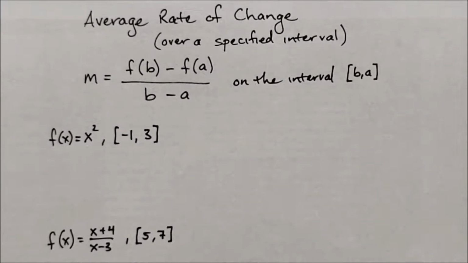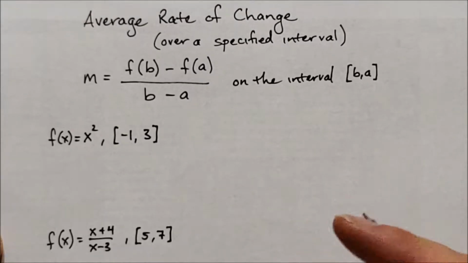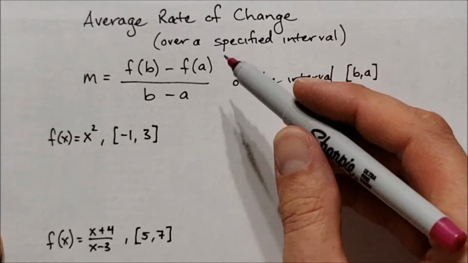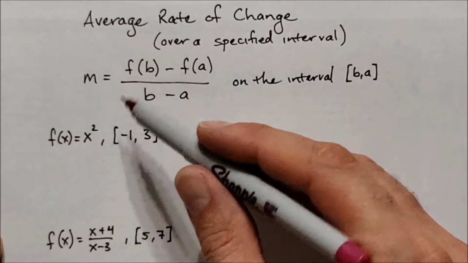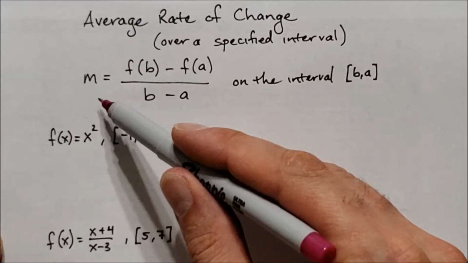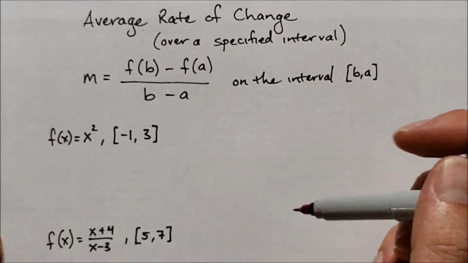Okay, average rate of change over a specified interval. This is in a precalculus series. There are many ways to find an average rate of change, but bear in mind that a rate of change is really just a slope. So we're going to use the letter m to designate slope, and it's the change in the outputs divided by the change in the inputs.